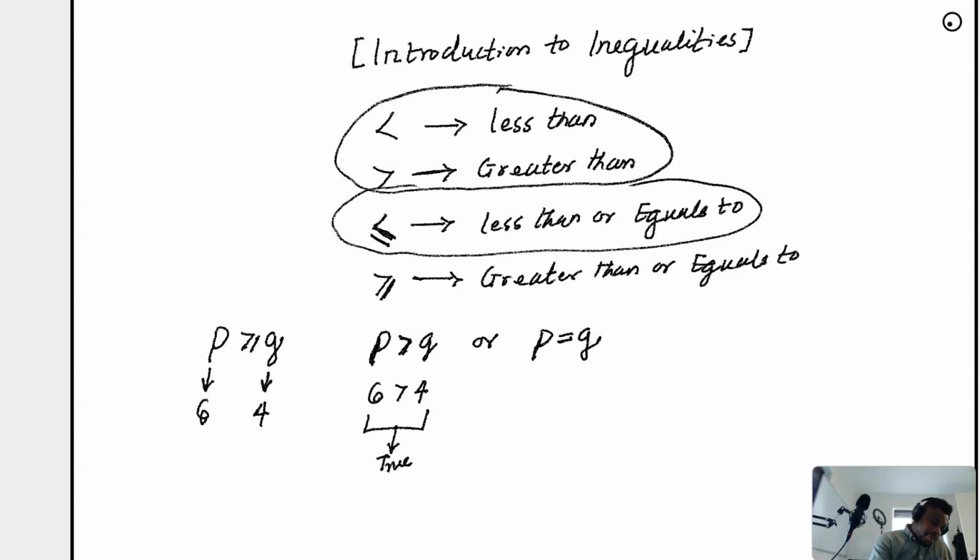On the other hand, our P is equal to Q. Here, it tells me that 6 is equal to 4. In mathematics, 6 is not equal to 4, but inequality is telling us that 6 is equal to 4 based on this. And like I said, this statement will be true. Why? Because greater or equals to means inclusion. I will explain that.